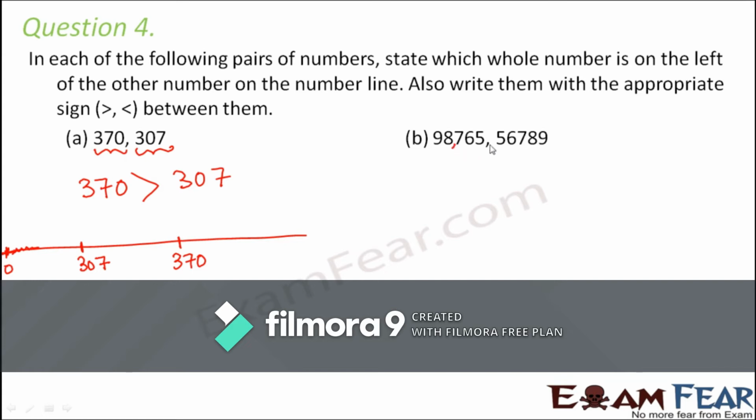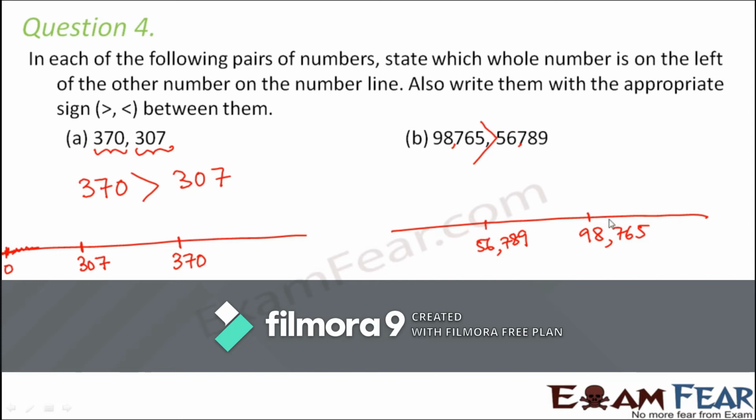Let's look at the next one, which is 98,765 and 56,789. So which will be greater, 56,000 or 98,000? Of course 98,000 would be greater than 56,000. So when you place them on the number line, 98,000 would be on the right hand side of 56,000.